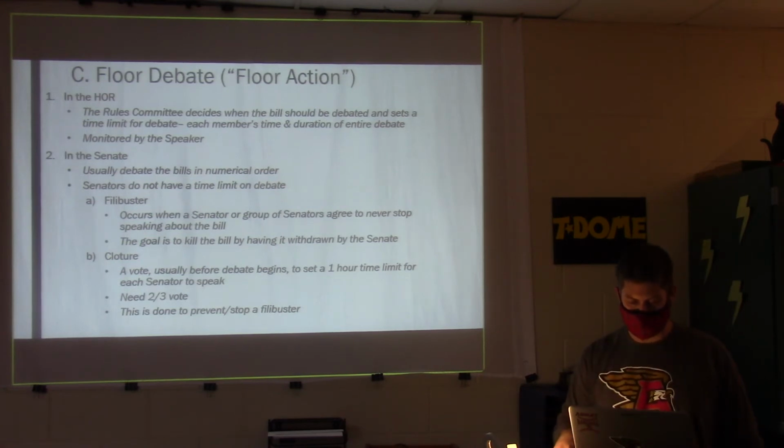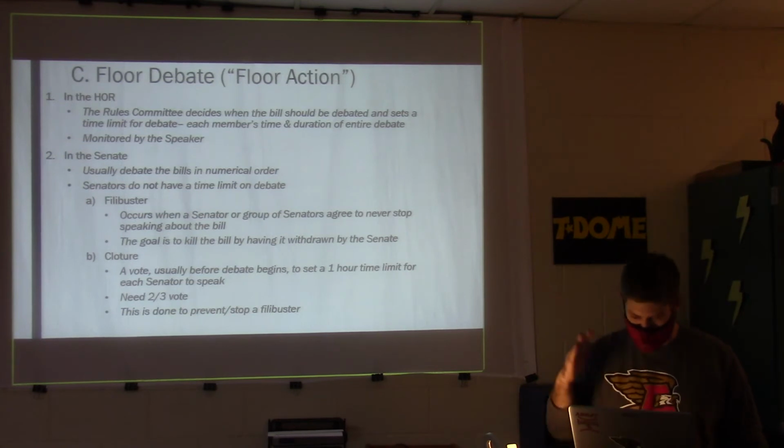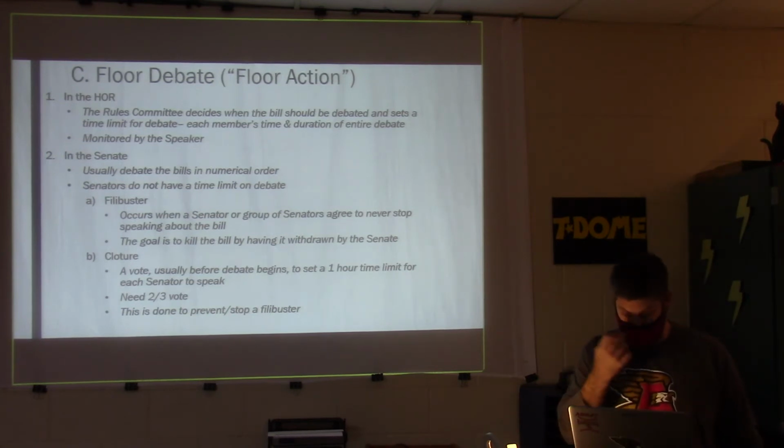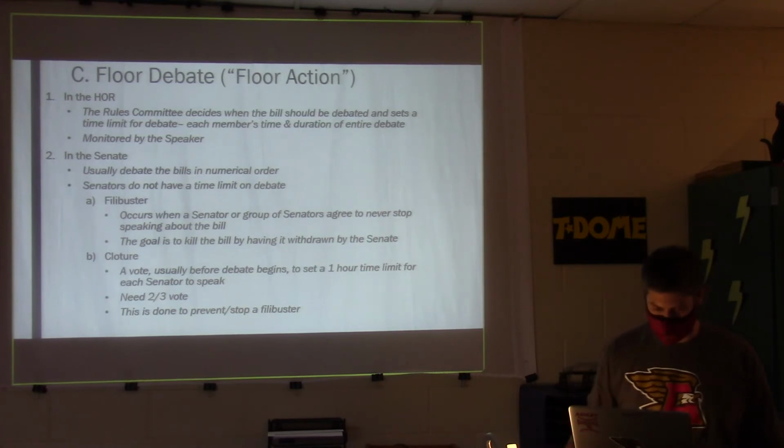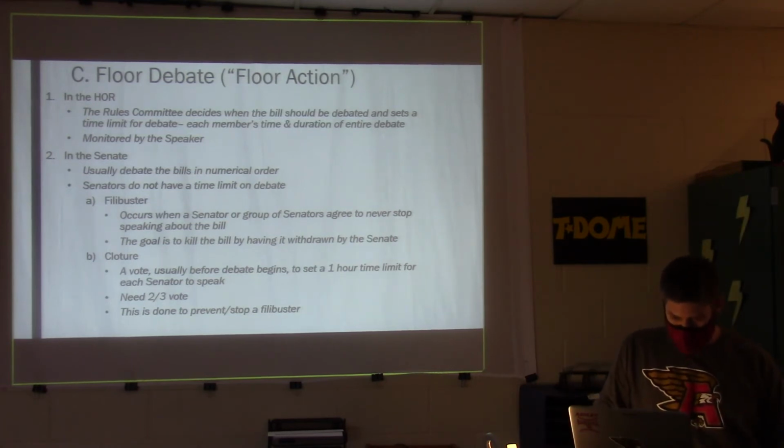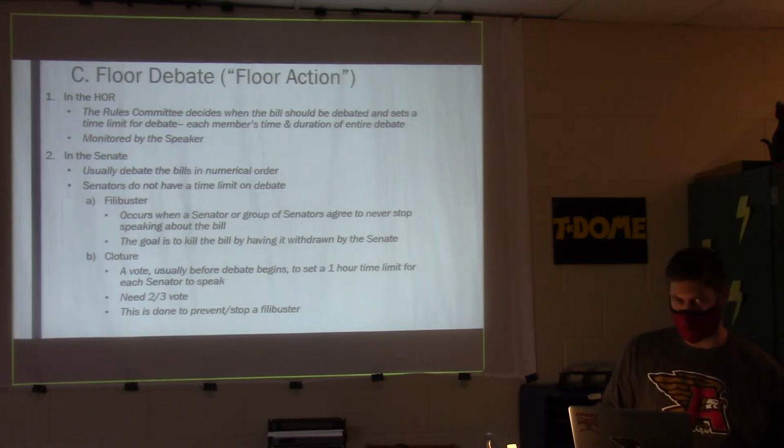In the Senate, it usually happens a little bit different. Remember, the Senate is known as the upper house. There's less amount of people, and it's all equally represented by 2 people per state. So they usually debate the bills in numerical order, and senators don't have a time limit on debate. They can use this thing called a filibuster. I don't know if you've ever heard about that before.